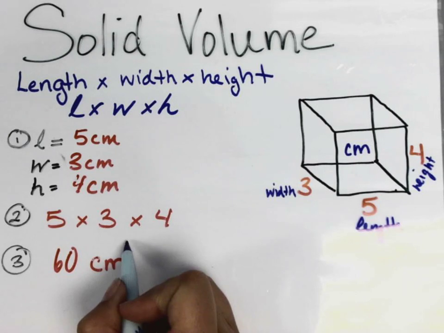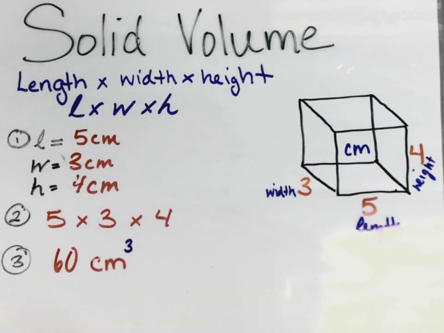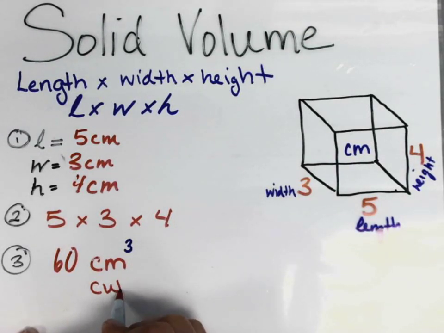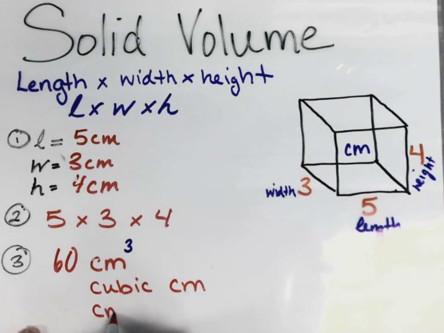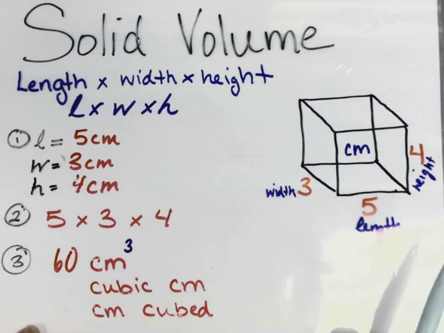So our unit is going to have a 3. It's a cubic unit. So we can also write that as cubic centimeters or centimeters cubed. But the simple version is cm with the 3 above.